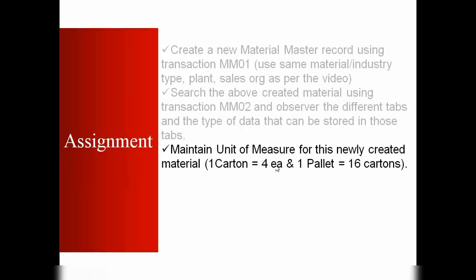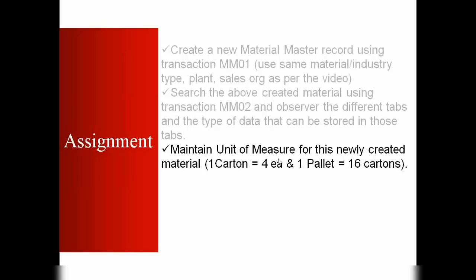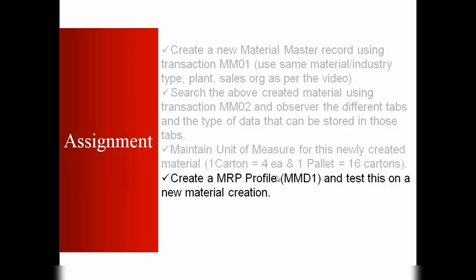So suppose you have used each as a unit of measure for your material. So just use each here as the base unit of measure, and here you just need to create a unit of measure where 1 carton is equal to 4 pieces or 4 each, and 1 pallet is equal to 16 cartons. Okay, maintain that, and also try to create an MRP profile in MMD1, and test this profile when you try to create a new material. So just see how we can create this profile, and also try to extend the storage location of your material using the transaction MMSC like I did before. Okay, so that's the exercise for you.